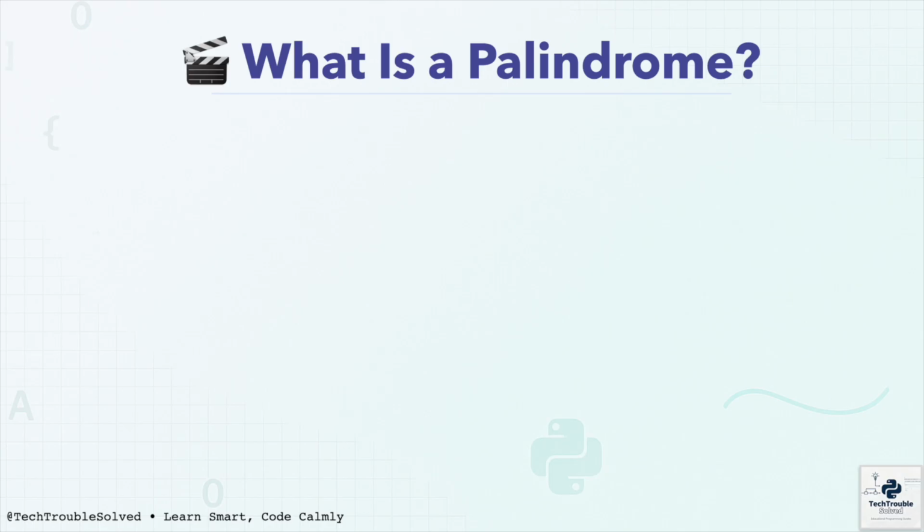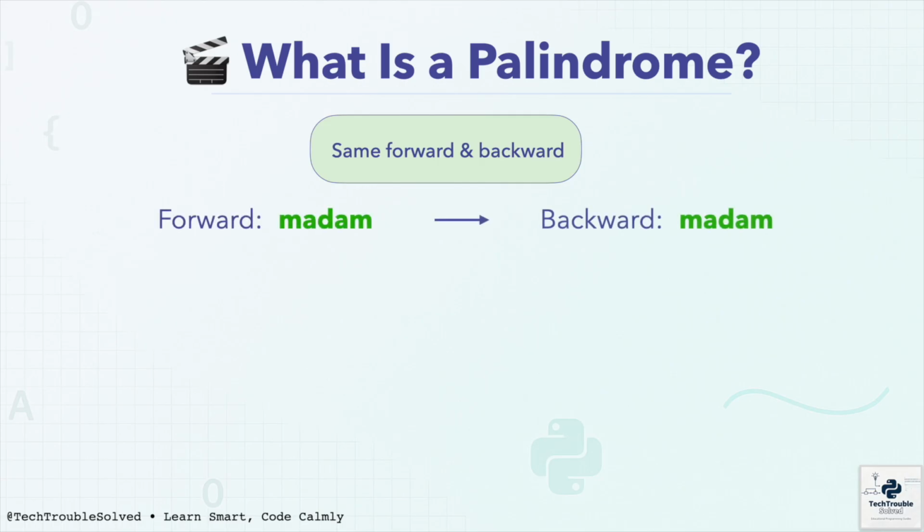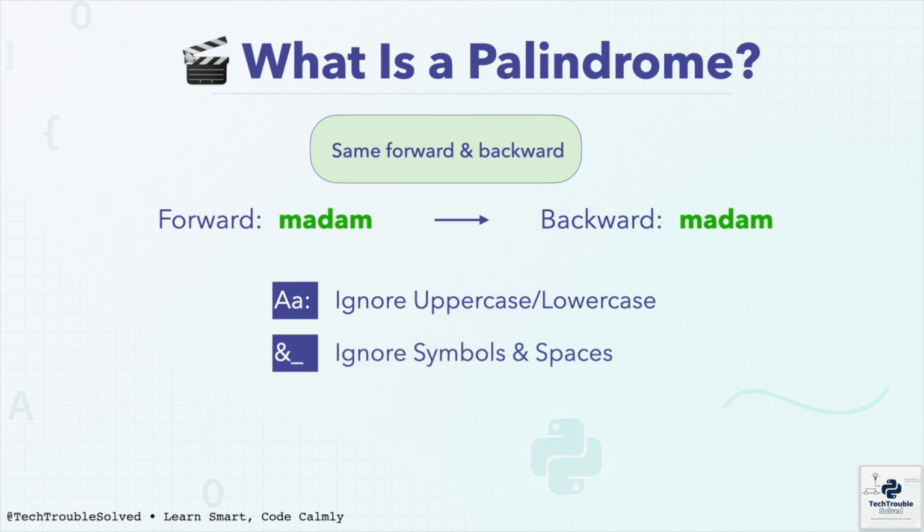First, let's understand what a palindrome is. A palindrome is a string that reads the same forward and backward. For example, madam forward is madam backward. Now, for this specific problem, there are two important rules. We ignore uppercase and lowercase differences, and we ignore symbols and spaces. Only letters and numbers matter.